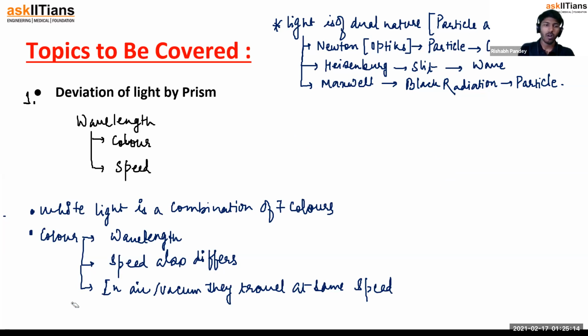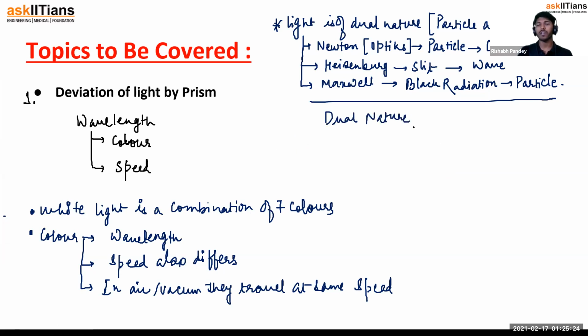Yes. So ultimately, it was concluded that light shows dual nature. End of the story. Dual nature. It depends upon the situation, what kind of behavior it has to show, right? So when I'm talking about the dispersion of light, or the deviation of light by a prism, it is due to the wave phenomena, right? The wavelength has something to do with it in this case. Am I clear till this part? Sure.